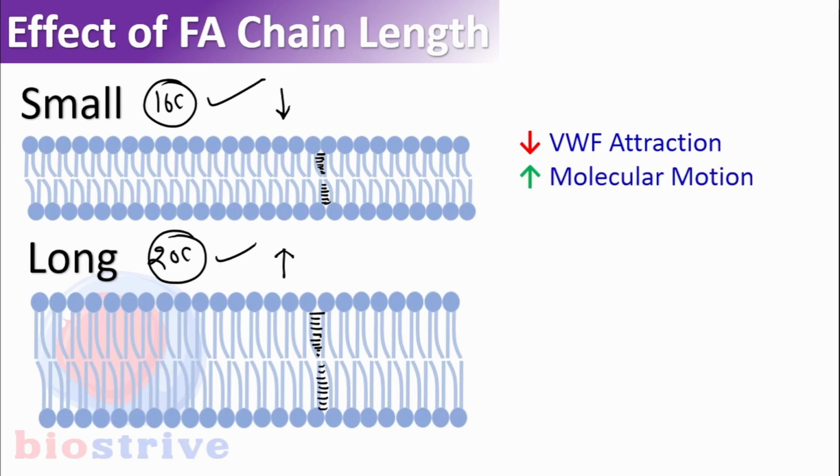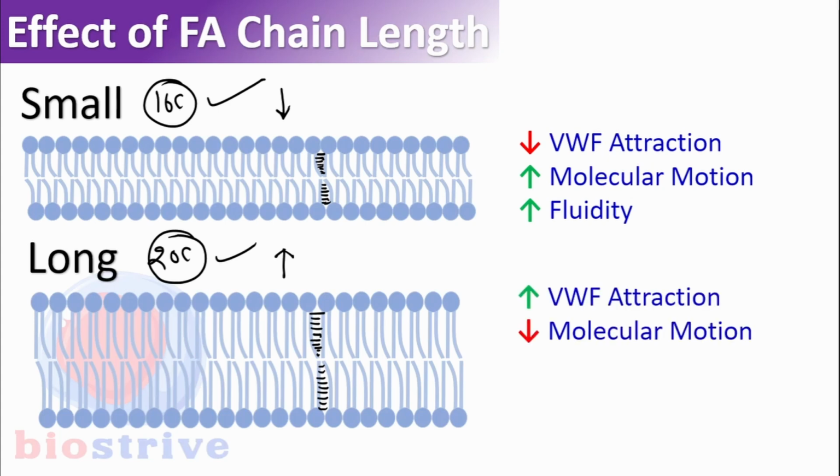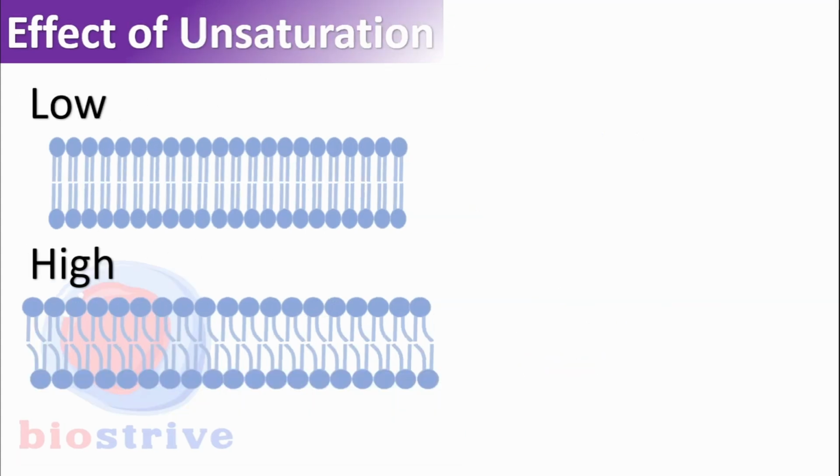As a result, we have higher molecular motion, and as a result, higher fluidity. In contrast, longer chains have more surface area, which results in higher van der Waals forces of attraction, which results in lesser molecular motion, more compactness, and lesser fluidity. Let's move on to the next factor, which is the degree of unsaturation. By unsaturation, we mean double bond. Triple bonds are not present in biological tissues or cells.